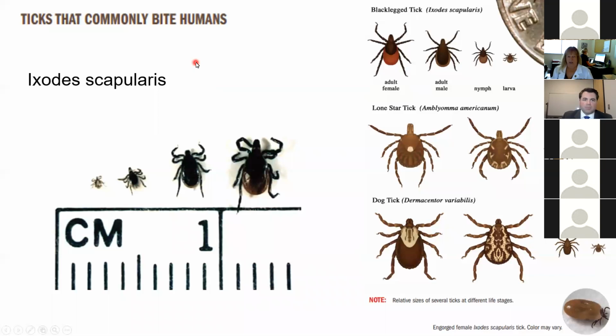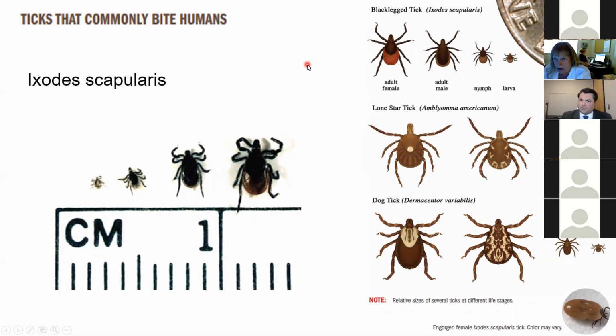And so, ticks that commonly bite humans. So here, Ixodes scapularis is one of the most popular, one of the most well-known. And you can see the different sizes here. They have their scientific name and then the common name. So this is the black-legged tick. I am by no means a tick expert, but there are many different types of ticks.